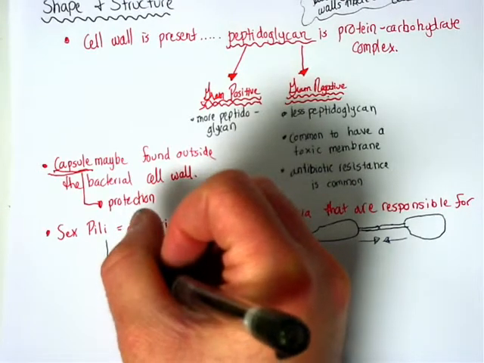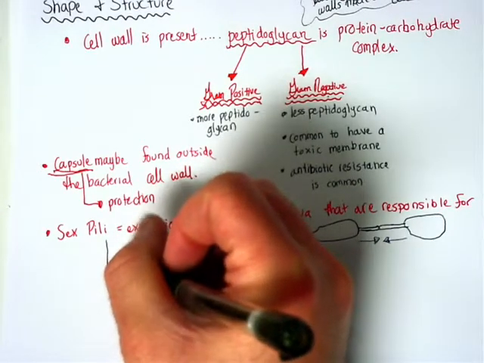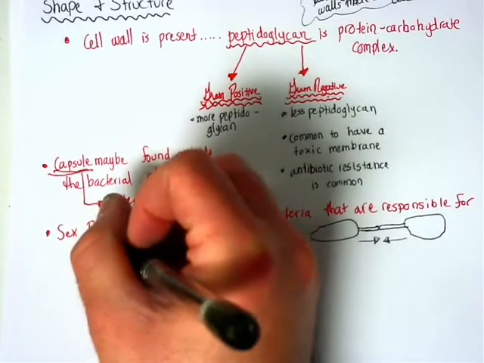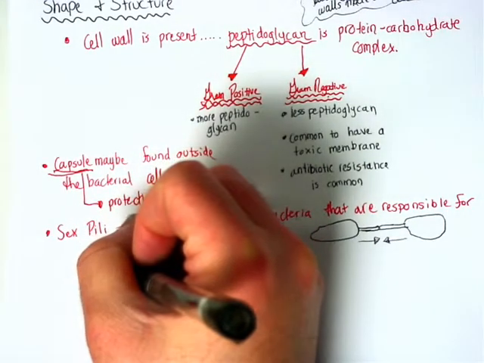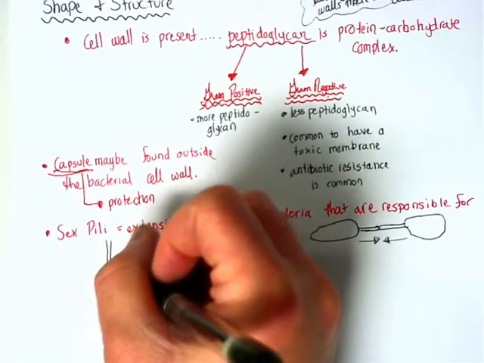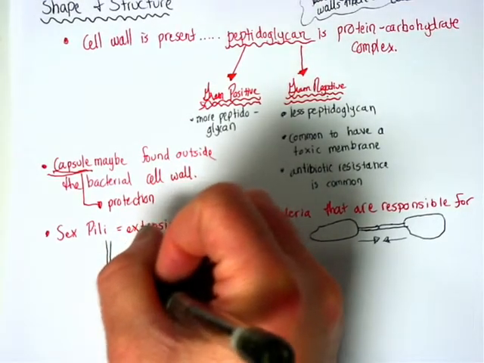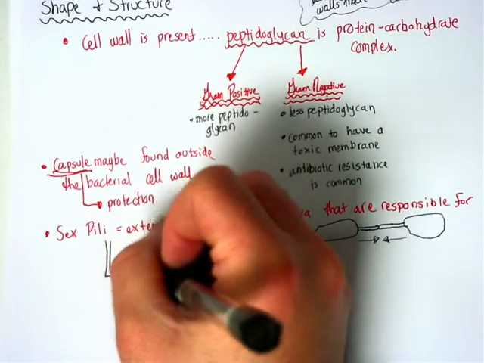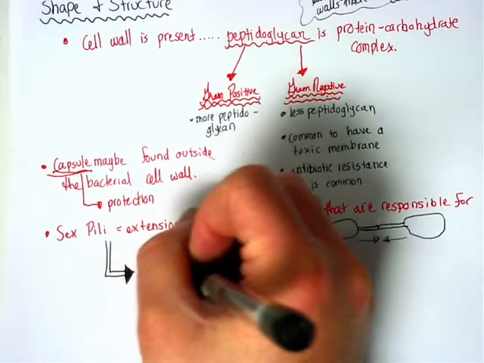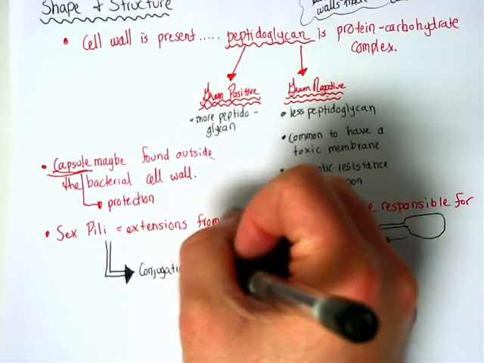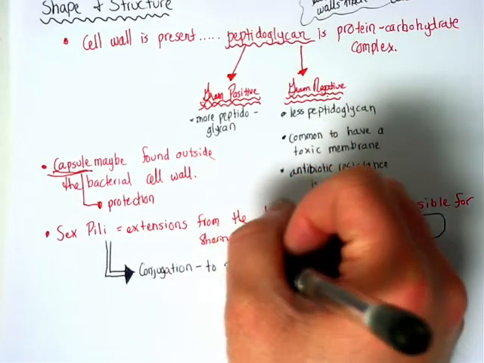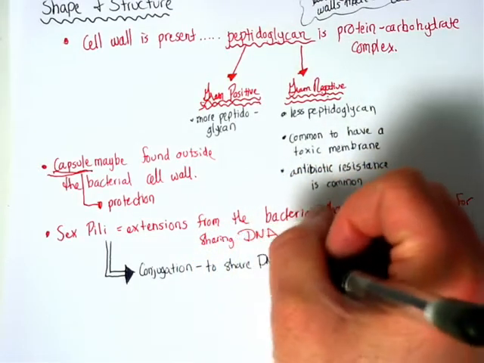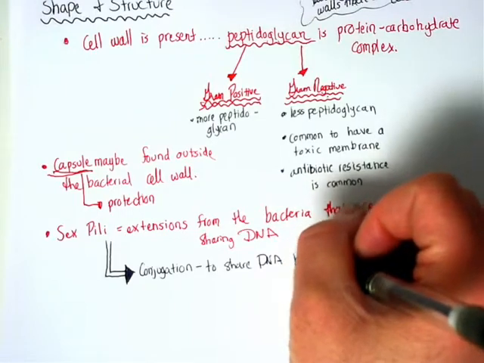Does anyone know the name of the term that describes how bacteria, if you will, share this information? Very good, conjugation. Which of course means to share DNA between bacteria.